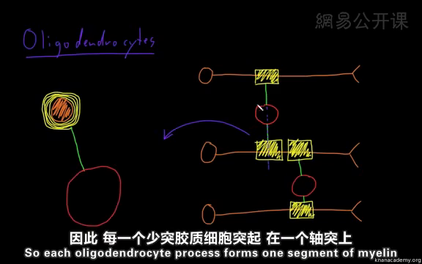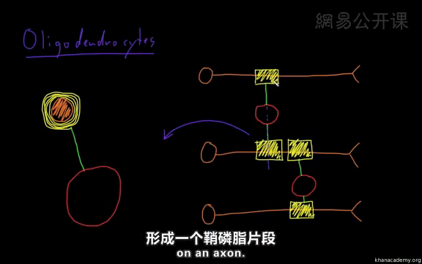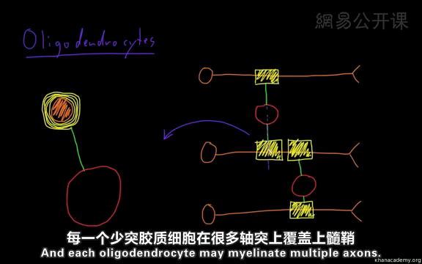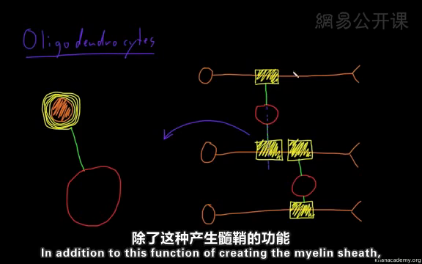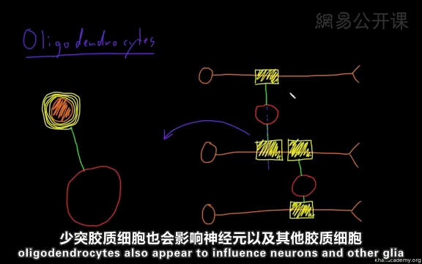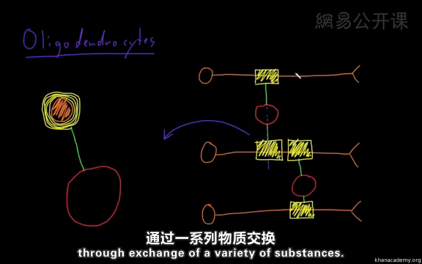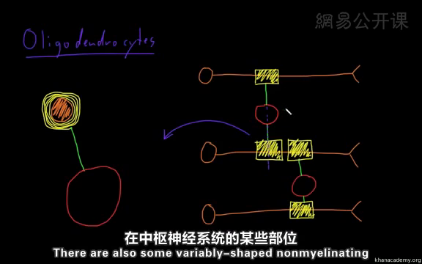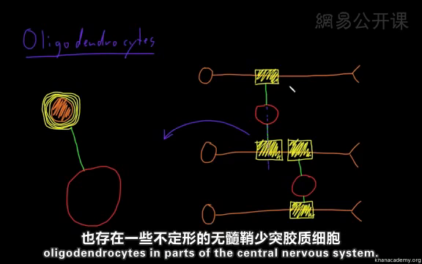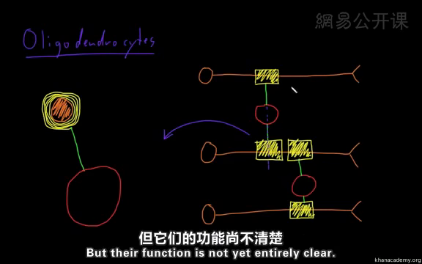So each oligodendrocyte process forms one segment of myelin on an axon, and each oligodendrocyte may myelinate multiple axons. In addition to this function of creating the myelin sheath, oligodendrocytes also appear to influence neurons and other glia, and vice versa, through exchange of a variety of substances. There are also some variably shaped non-myelinating oligodendrocytes in parts of the central nervous system, but their function is not yet entirely clear.